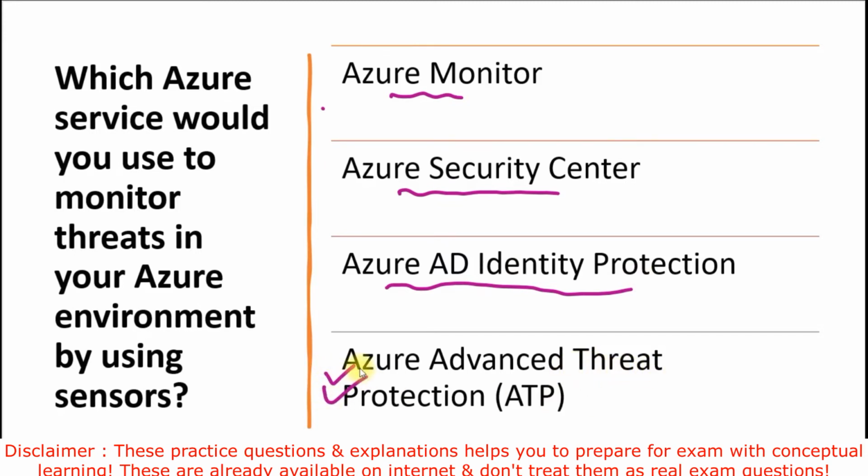And what exactly is it? It uses a sensor to monitor threats, and we use it for this purpose. Azure Advanced Threat Protection, in short Azure ATP, is a cloud-based security solution that leverages our on-premises Active Directory signals to identify, detect, and investigate advanced threats. What type of threats can it be? It can be compromised identities or malicious actions which occur in our organization. So for this question, we will go with Azure ATP.